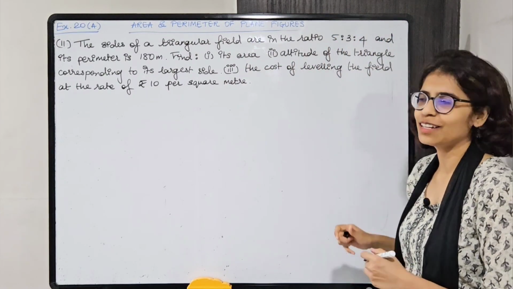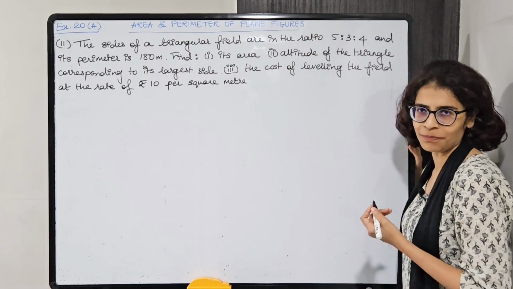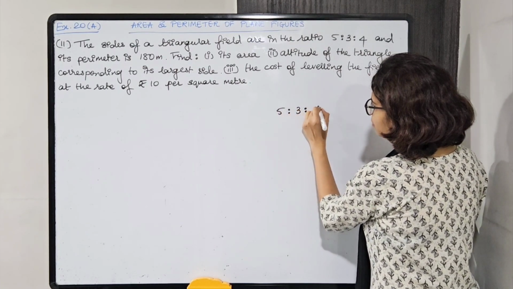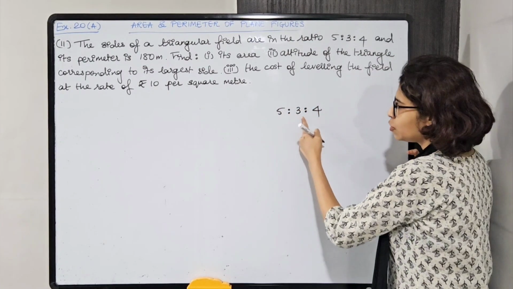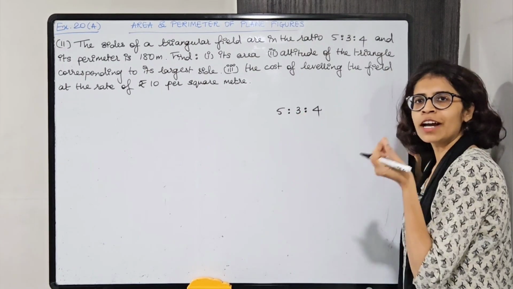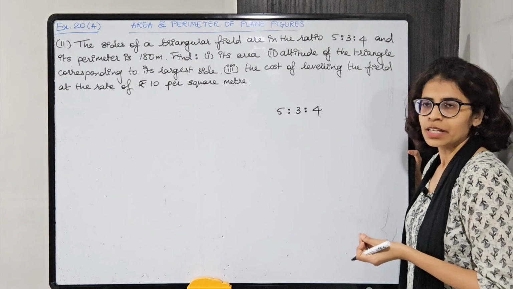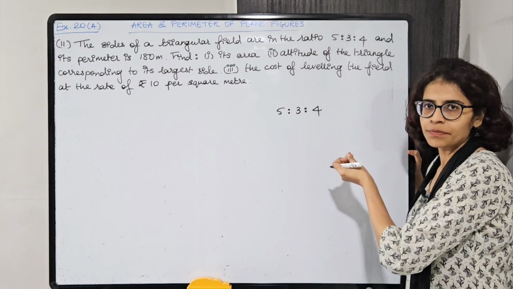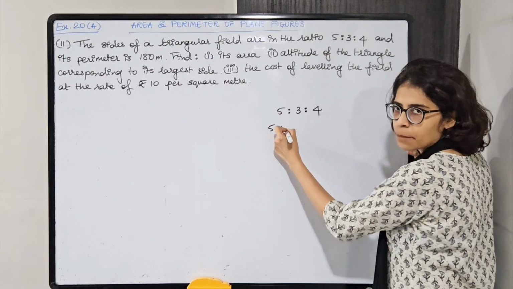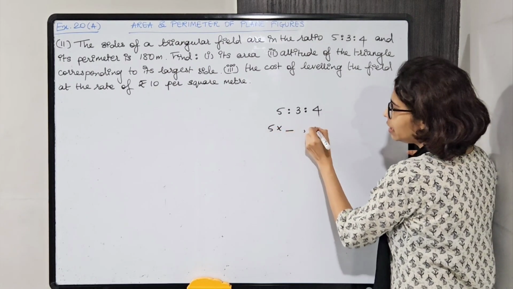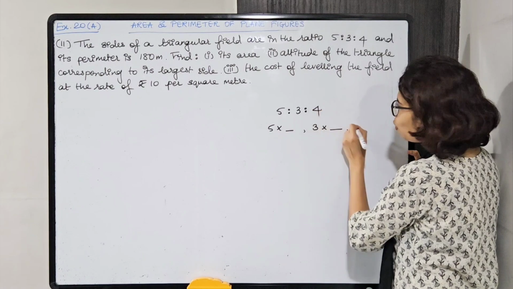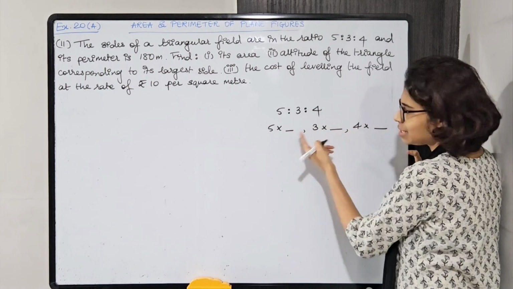Since the ratio is given, there will be a common factor. Three sides of the field are in this ratio. So in the ratio, some common factor has been cancelled. Okay, some common number. So originally this 5 was 5 into some number, 3 was 3 into that same number, and 4 was 4 into that same number again.